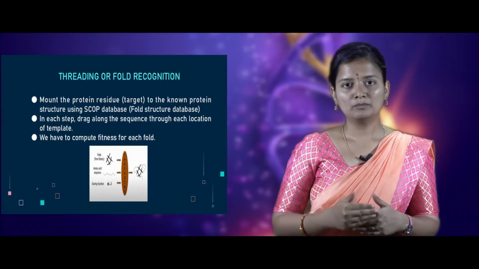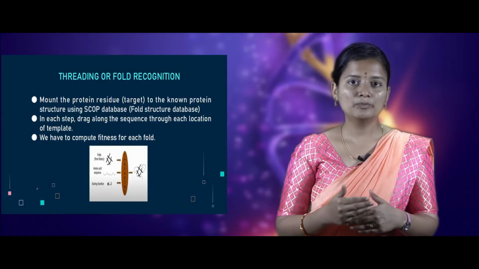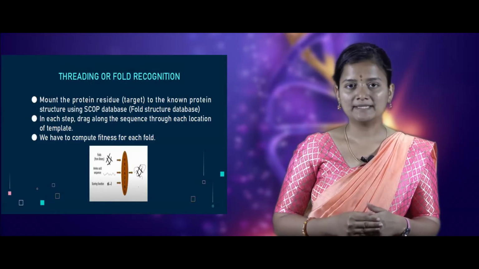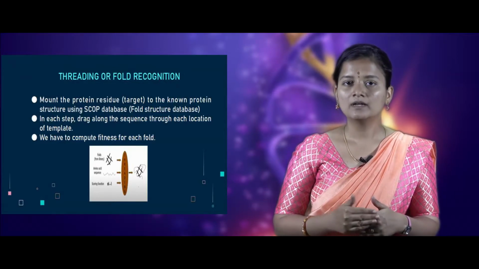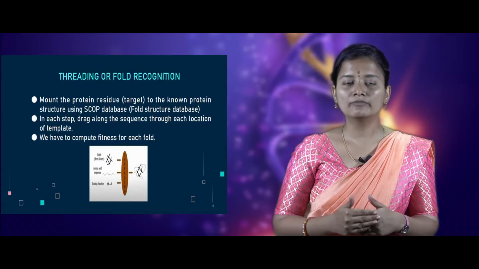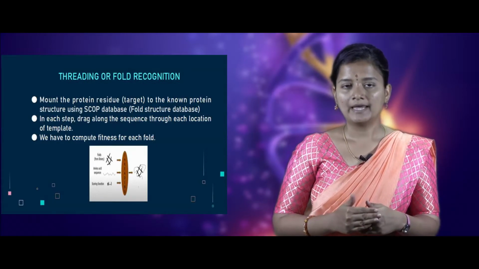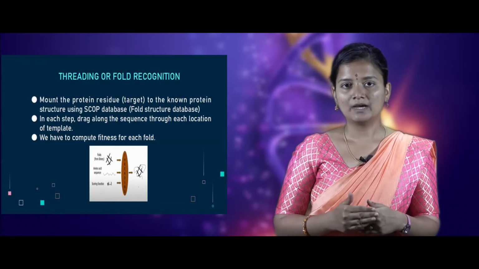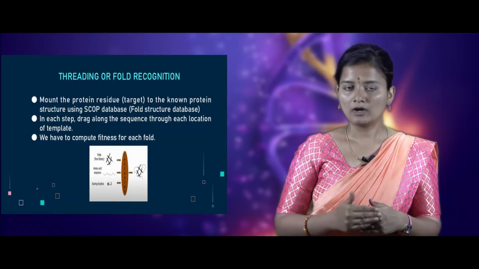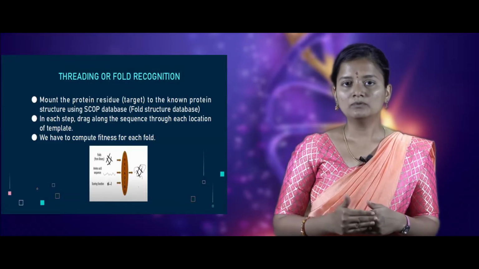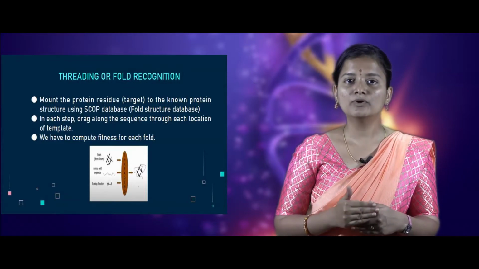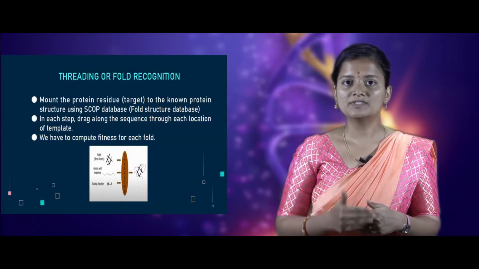So, we have to mount the target sequence or protein sequence to our template sequence by using the SCOP database. It is known as the fold recognition database or fold structure database. And then for each step, we have to place our sequence along the template sequence at each position. Then we have to find the folding ratio for each fold that we are going to study.